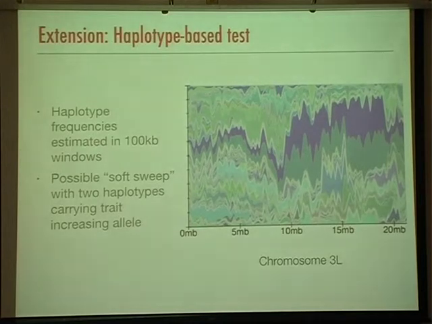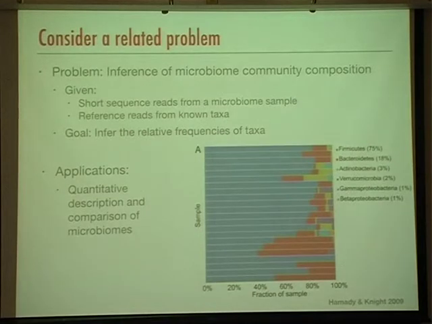Okay. So yeah, now I want us to consider this related problem, which is the inference of microbiome community composition. There's a lot of interest in microbiome research these days, and one of the central problems is how to identify the relative abundance of different species or taxa within your sample.